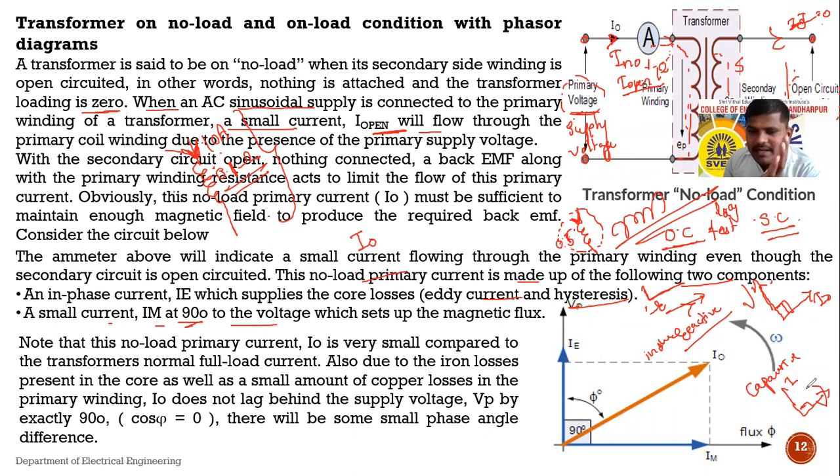Why this current it will be I0, it will come here. I will tell how this diagram will be drawn.